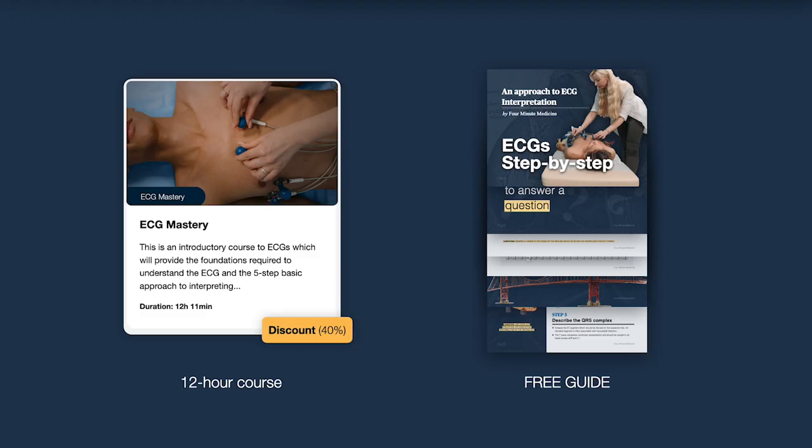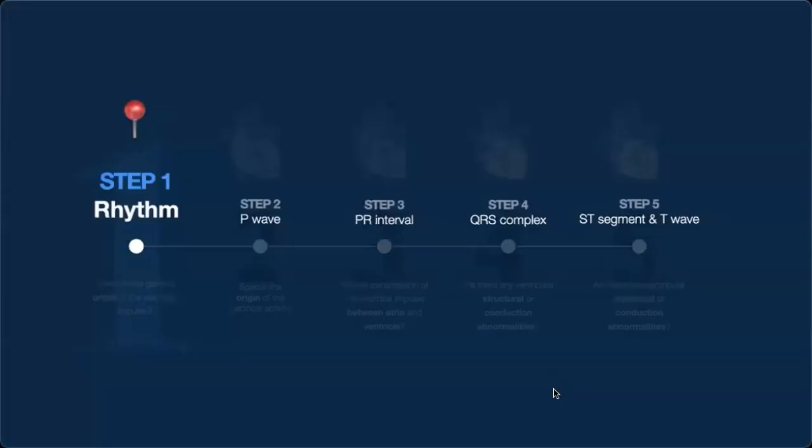Now, let's get started. So now we're going to look at some ECGs using the 5-step approach. The first step is to analyze the rhythm. The reason we analyze the rhythm is because we're curious to know where the origin of the electrical activity is. We hope it's from the SA node because that's the natural cardiac pacemaker, but sometimes it's not. There we also further describe the rhythm by commenting on its regularity and its rate.